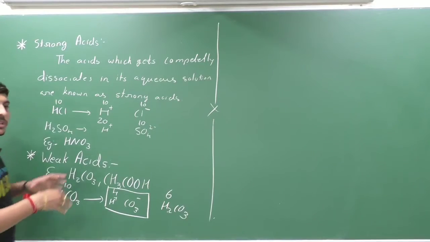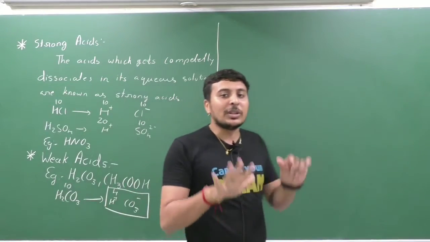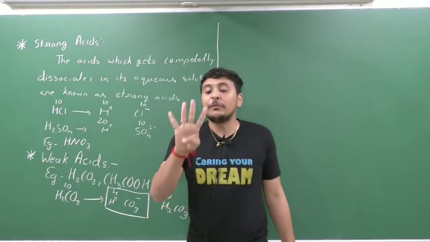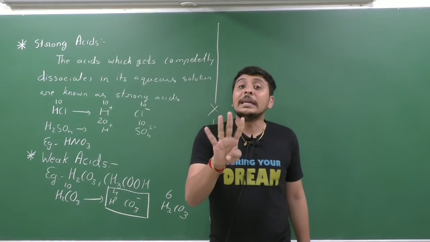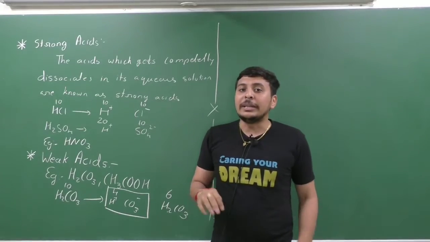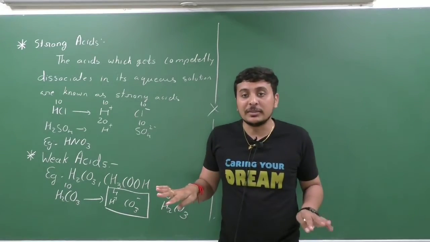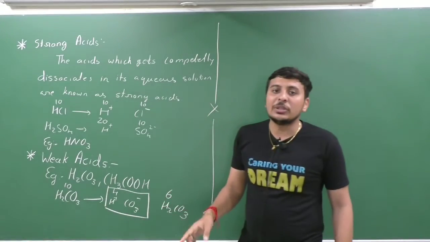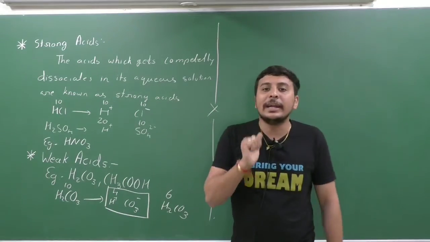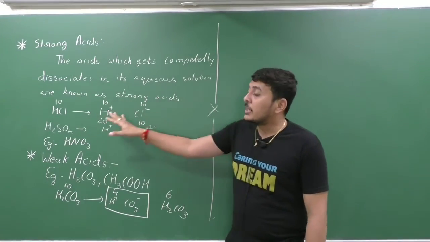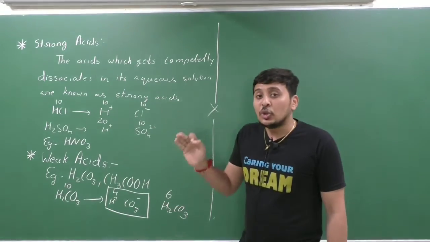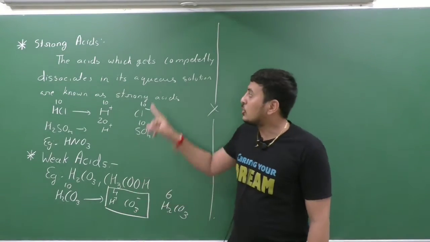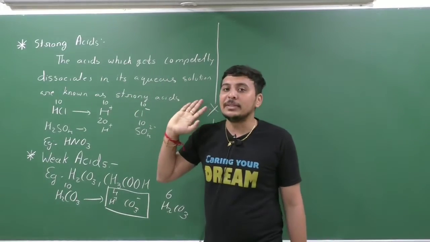It means the total number of H2CO3 added into the water is 10, but out of 10 only 4 are broken into H plus and CO3 2 minus. The remaining 6 H2CO3 remain intact. They do not get ionized. They are not converted into H plus and the negative ions. Clear? So they are known as weak acids because they do not get completely dissociated.